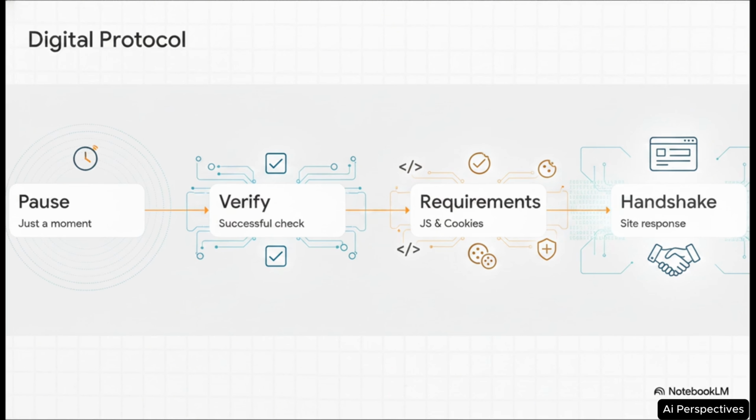And this visual really maps out exactly why we have to wait, transforming what looks like a blank loading screen into a rigorous 4-step digital protocol. Step 1, you pause. Step 2, you verify. Step 3, you prove your components are actually enabled. And finally, Step 4, the site responds. It's a highly structured sequential journey, all packed into just a few seconds of your time.